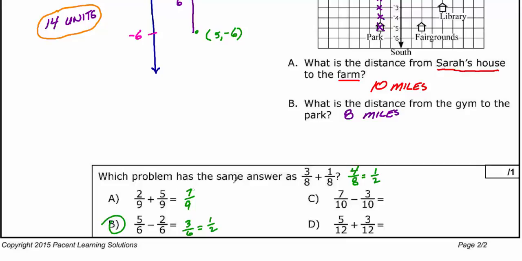How about this one? 4/10, which simplifies to 2/5. Some people picked C. They thought that was going to be a 5 instead of a 4. And then here, 8/12, which simplifies to 2/3.